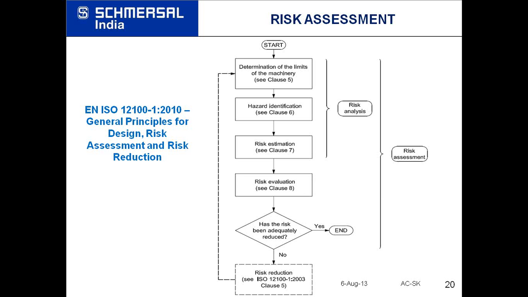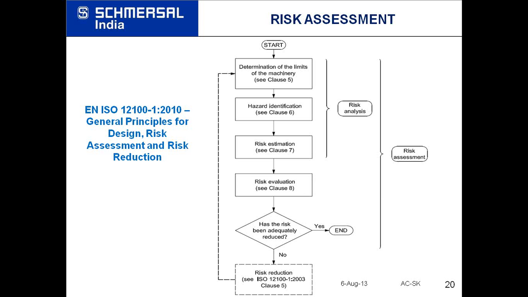So if someone doesn't understand that these clamps can be raised up to that level, then there is a chance of meeting with an accident. So we have to understand what the limits of the machinery are to do a risk assessment. And then the next step is hazard identification. Hazards are always there on a machine, and there can be 100 hazards.